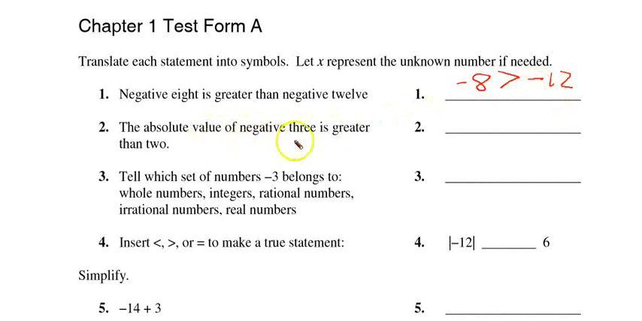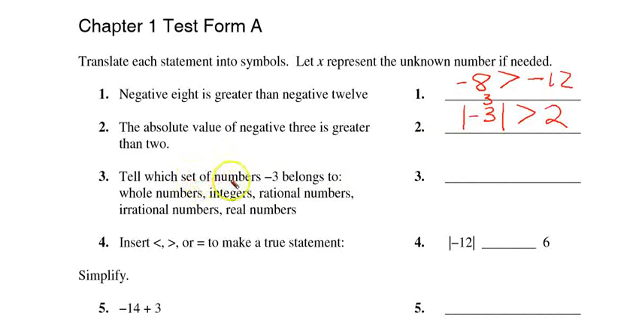The absolute value of -3 is greater than 2. Now here, when you take the absolute value of -3, it becomes a 3. It's positive value. 3 is greater than 2.